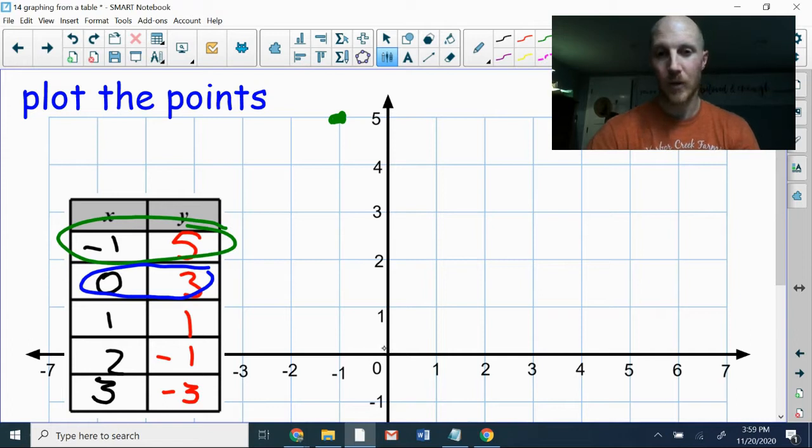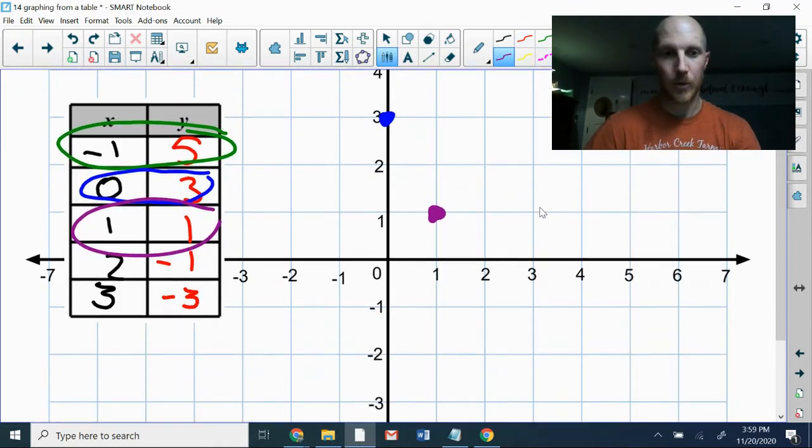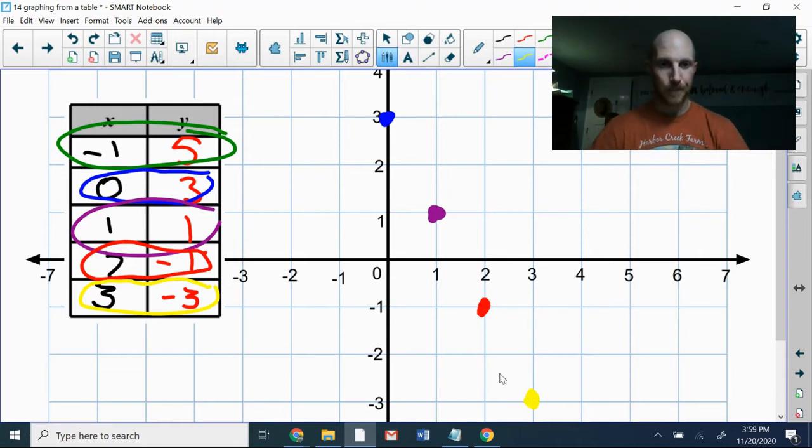So I'm going to go side to side, 0 up by 3, 1, 1. Get a little bit more space. 2, -1. So I'm going to go to the right 2 spaces and then down to -1. And running out of colors, we'll do this one in yellow. 3, -3. So I'm going to go right 3 spaces and then down to -3.